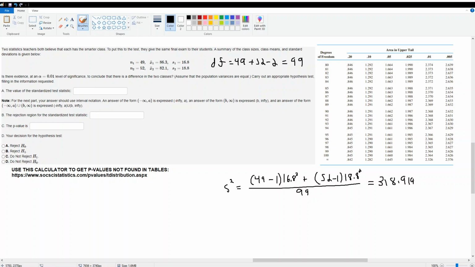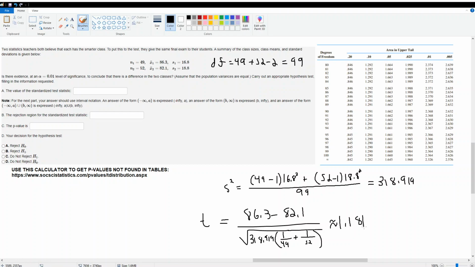So now, finally, we get our test statistic. So our t is going to be equal to the difference between these two. So 86.3 minus 82.1 divided by the square root of this. So 318.919 times the reciprocal of our 2 sample sizes added together. And this will come out to be roughly 1.181. So our test statistic is 1.181.